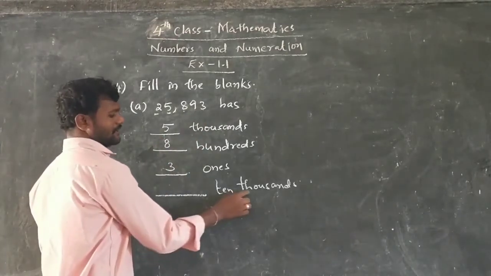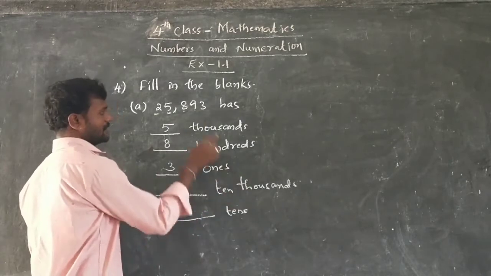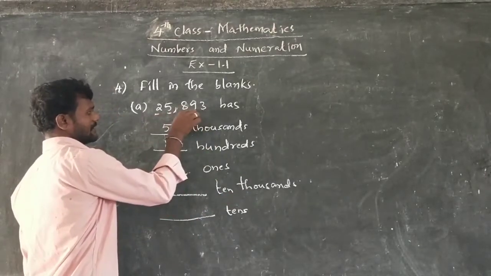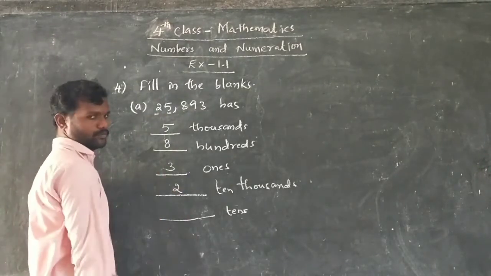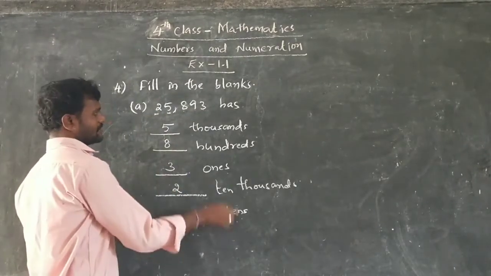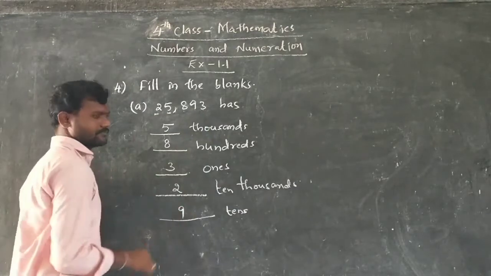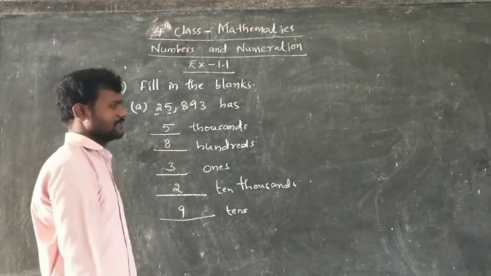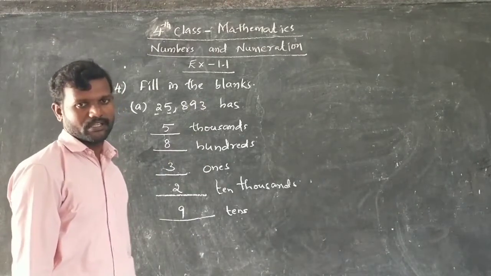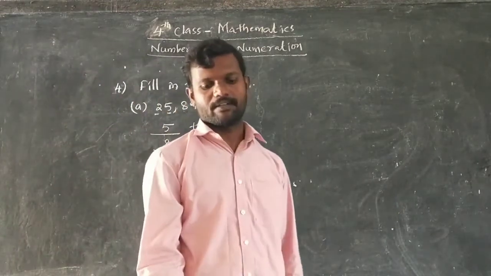Next, 10,000s. What is in 10,000s? Ones, tens, hundreds, thousand, 10,000. So how many 10,000s are there? 2. Next, tens. What is in tens? 9. A simple bit. Just write the places in this one. Okay. The textbook itself you have to write.